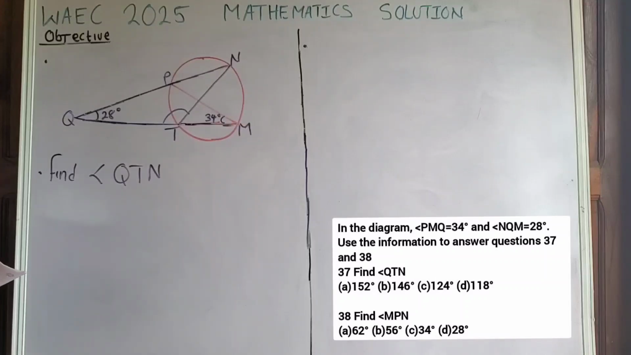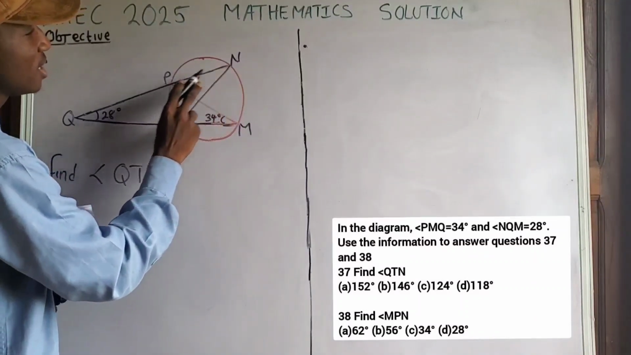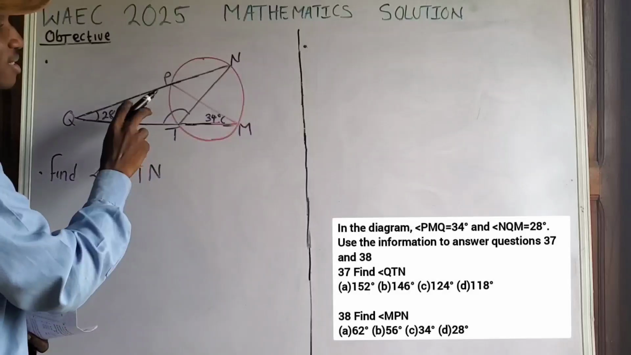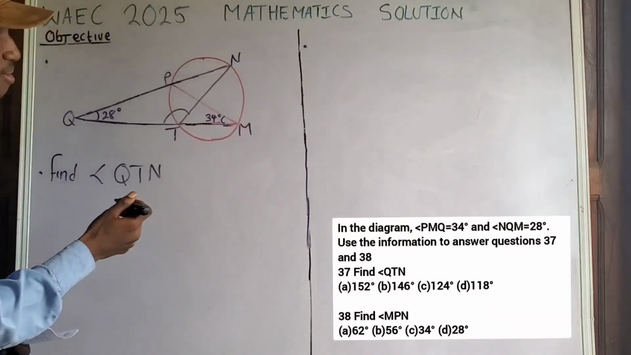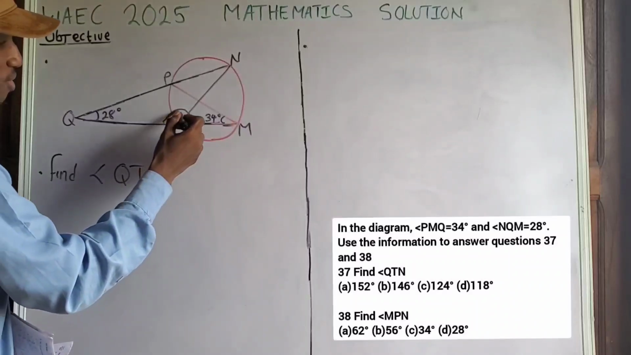There are theorems. One of the theorems is that angles in the same segment of the circle are equal. Are you getting it? So, according to that law, angle PNT is the same thing as angle PMT. Pay attention. I've started the solution now. I want to look for this angle.